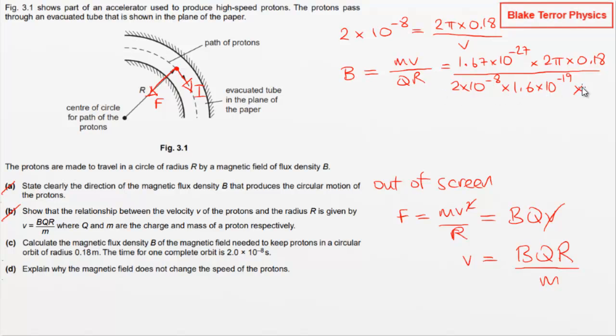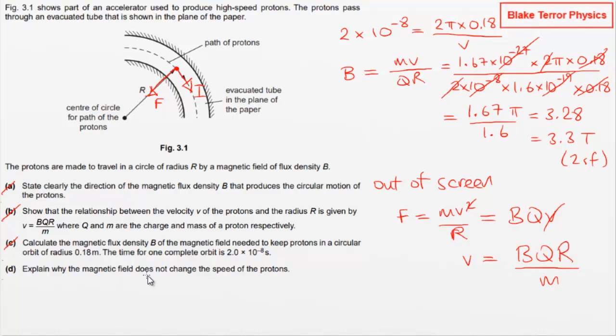And then our radius, so that's going to cancel with the 0.18 on the top. We can cancel that too, and all of the 10s disappear as well, 10 to the minus 27, top and bottom. So all we're left with is 1.67 pi divided by 1.6. This is going to be a little bit bigger than pi. I'm still going to go to the calculator. 3.28, so 3.3 Tesla. A pretty hefty field, to two significant figures.